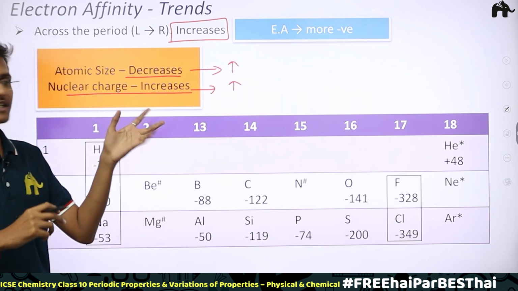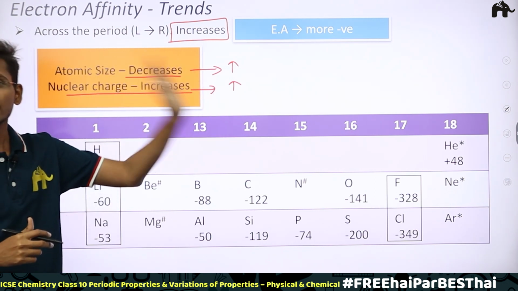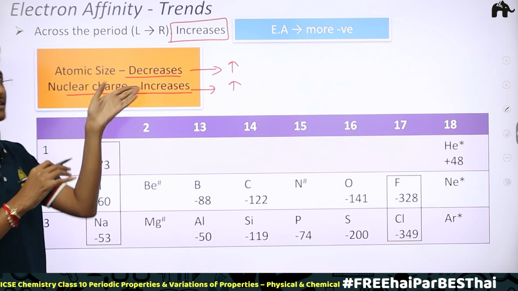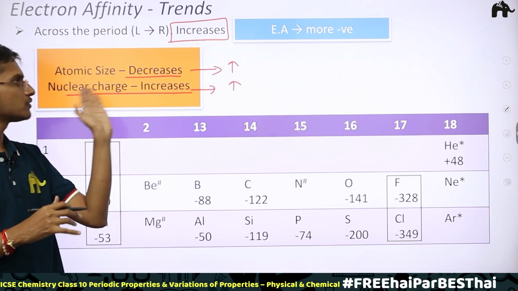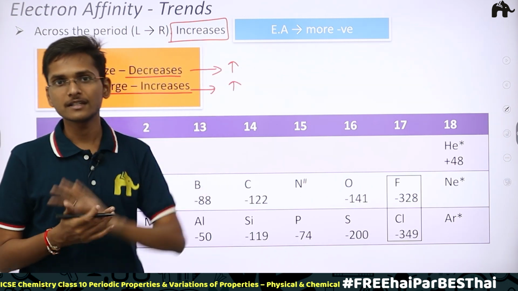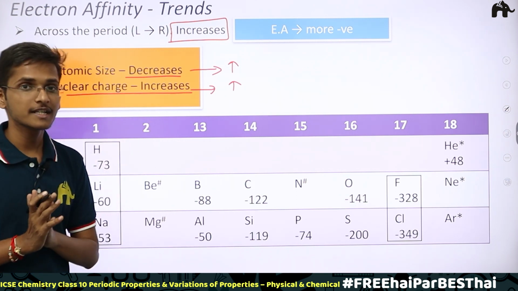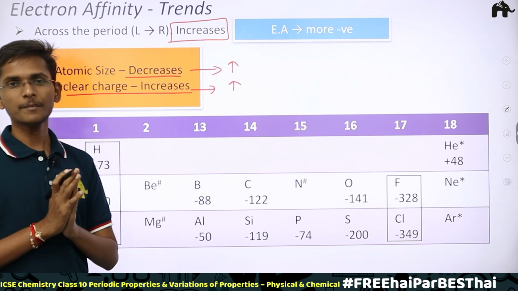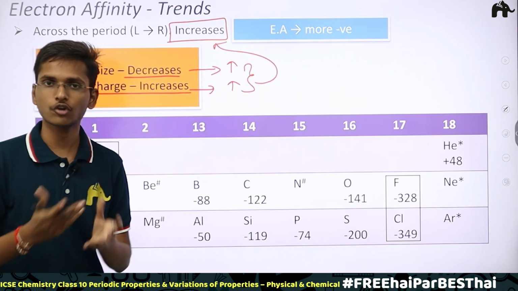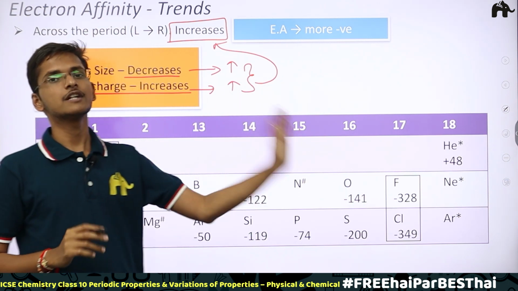We have already studied that a decrease in the atomic size results in an increase in the electron affinity, because what we studied was that when atomic size increases, electron affinity decreases. So this is the totally opposite case. When atomic size is decreasing, electron affinity would be increasing. Now when nuclear charge is increasing, we already studied that electron affinity increases. So both of these factors have a net effect, which is an increase in the electron affinity. That's why electron affinity increases when we move across the period from left to right.